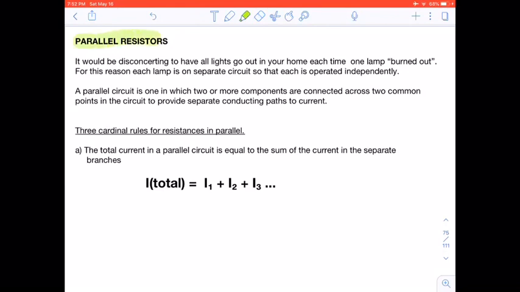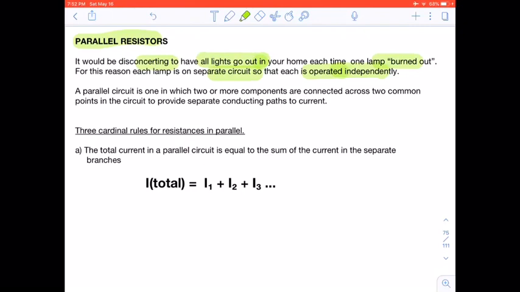Now, it would be disconcerting to have all lights go out each time a lamp burnt out. For this reason, each lamp is on a separate circuit and is operated independently.